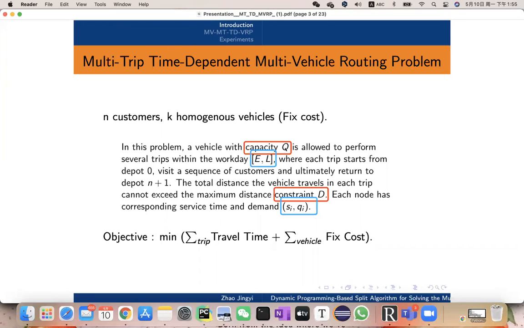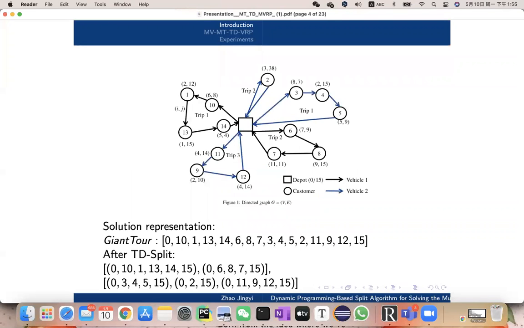The vehicle with capacity Q must depart from the depot and go back to the depot in the end. So the objective function of our problem is to minimize the sum of the total travel time of all the trips and the fixed cost of used vehicles. The figure shows an example of 14 customers served by 2 vehicles with 5 trips in total.